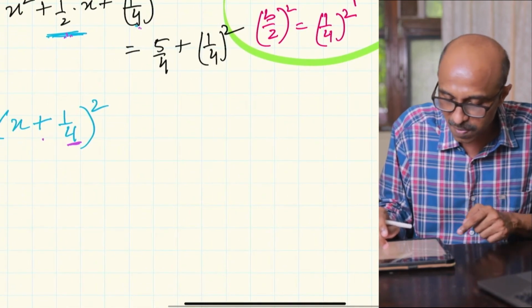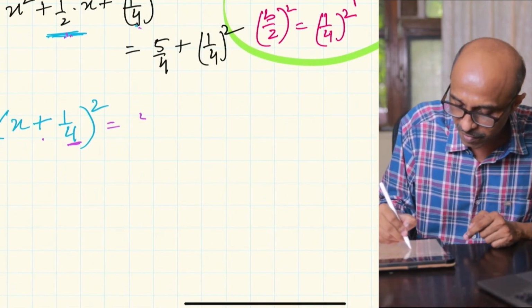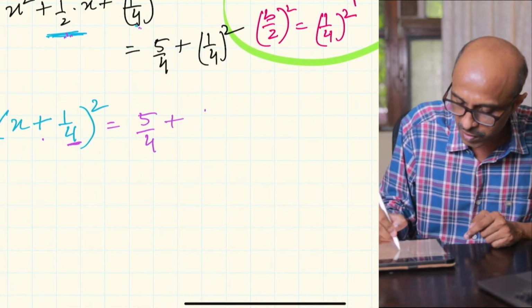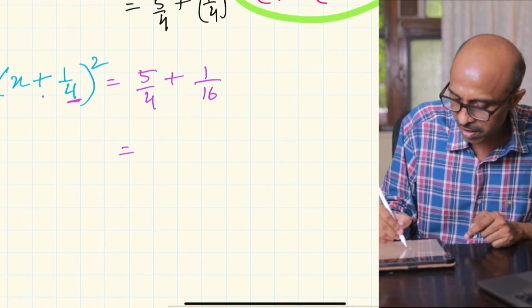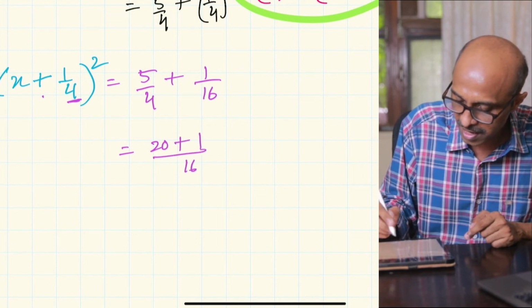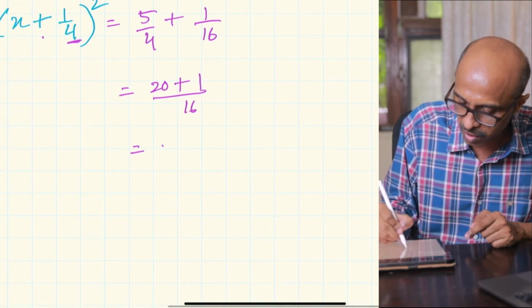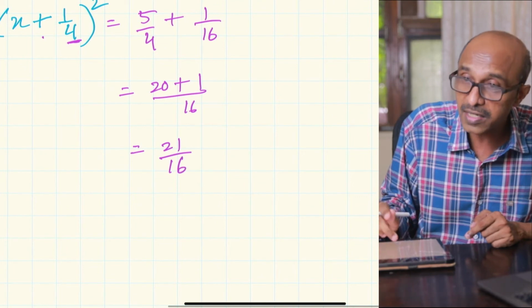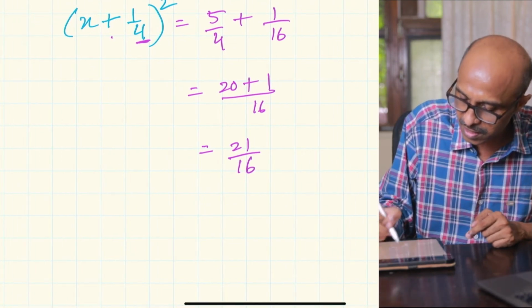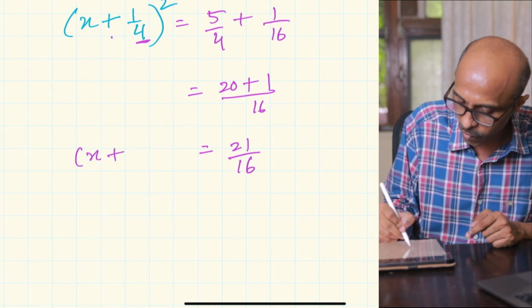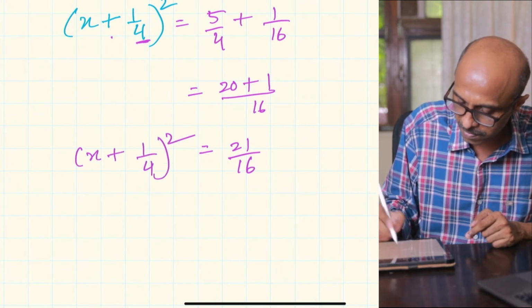On the right hand side, you can simplify it as 5 by 4 plus 1 over 16, which can be further simplified as 5 times 4 is 20, plus 1, over 16, and that would make it 21 over 16 on the right hand side. And on the left hand side, you still have x plus 1 by 4 the whole square.